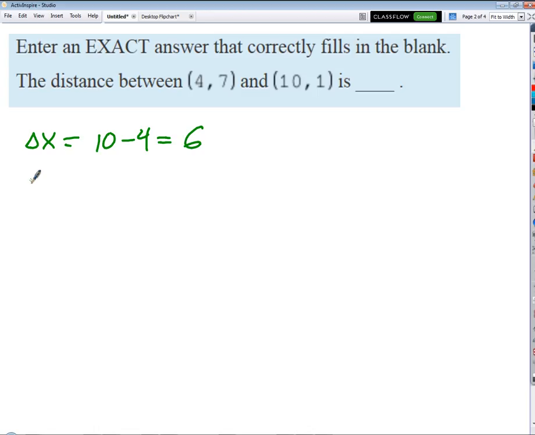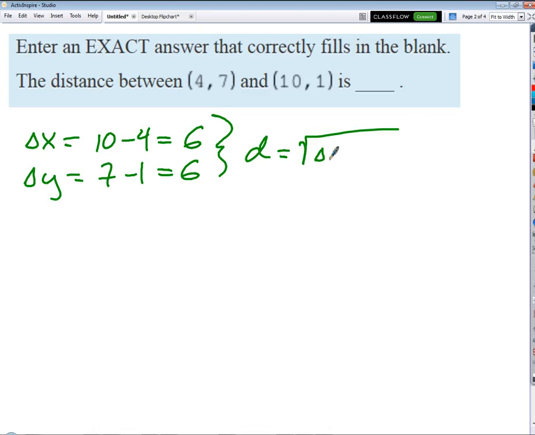Okay, let's see. Madison, what are the two y values? 7 and 1. So we get bigger minus smaller also equals 6. And so if we take those values and we just put them into our Pythagorean formula, so distance equals the square root of delta x squared plus delta y squared, we get the square root of 6 squared plus 6 squared.